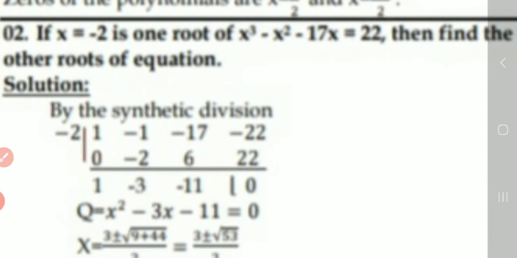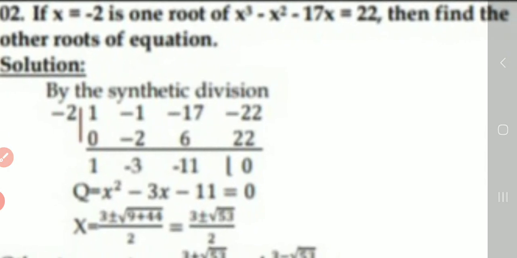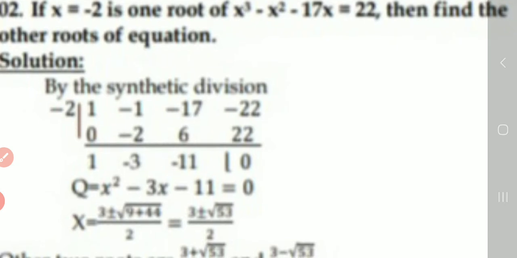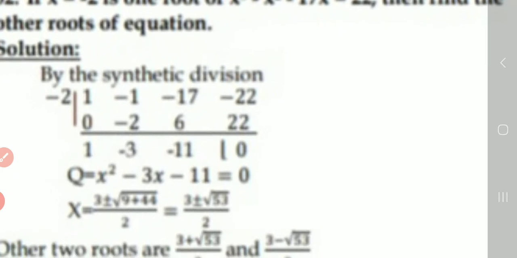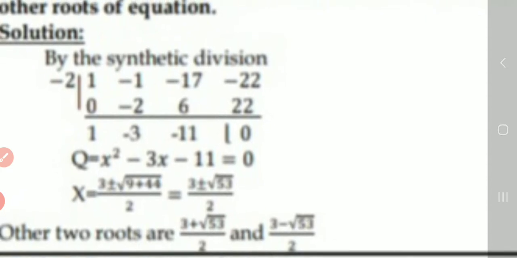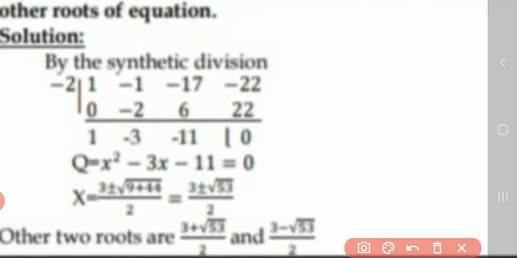Here it is given: if x = −2 is one root of x³ − x² − 17x = 22, then find the other roots of the equation. Here the equation is of order 3. So for finding the roots of order 3 equations, we have to use synthetic division. We learnt synthetic division already in 10th standard.